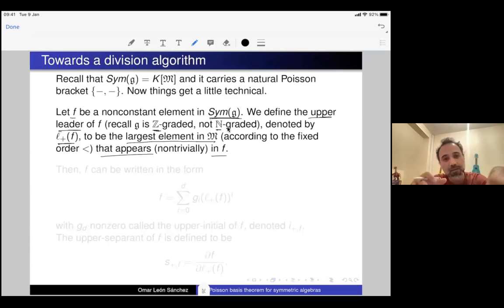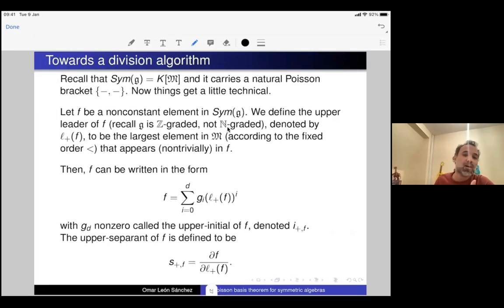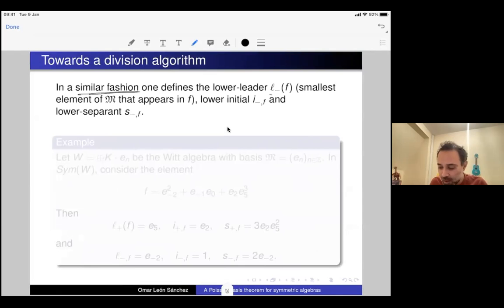And then once you have this, you can write F in the usual form. So it has some degree in the upper leader, and the leading coefficient is what we call the initial, the same thing as in differential polynomial rings. And then you have the upper separand, which is the formal derivative of F with respect to the upper leader. So this is just modeling after the differential polynomial elimination algorithm. And similarly, you can talk about the lower leader, the lower initial, and the lower separand.